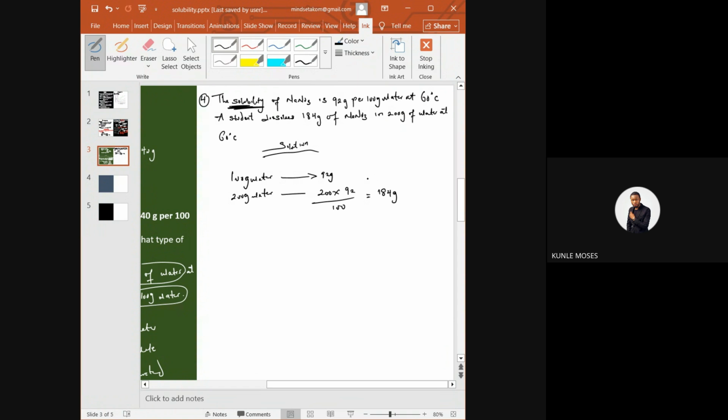So that means the amount that should be dissolved in 200 gram of water should not be more than 184 gram. And they said the student dissolved 184 gram. It simply means it is saturated. Please don't make error. So 184 gram is your actual, and your expected is also 184. So that means it is a saturated solution.